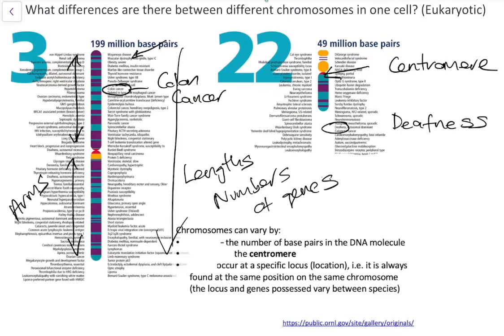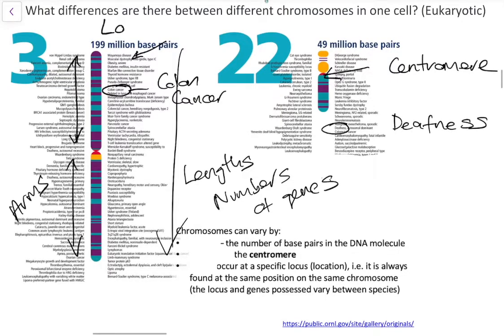But always when we go to chromosome number 22, the genes will be in the same place for different people in the species. So on my chromosome number 3, there will be the same genes in the same location, the same locus.